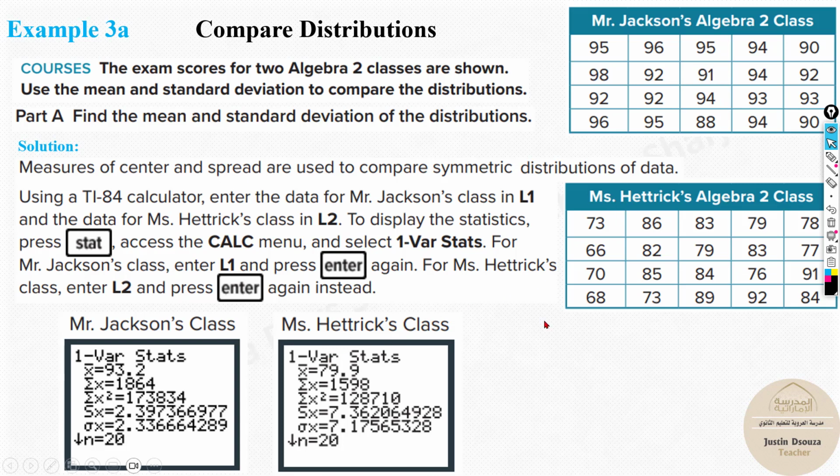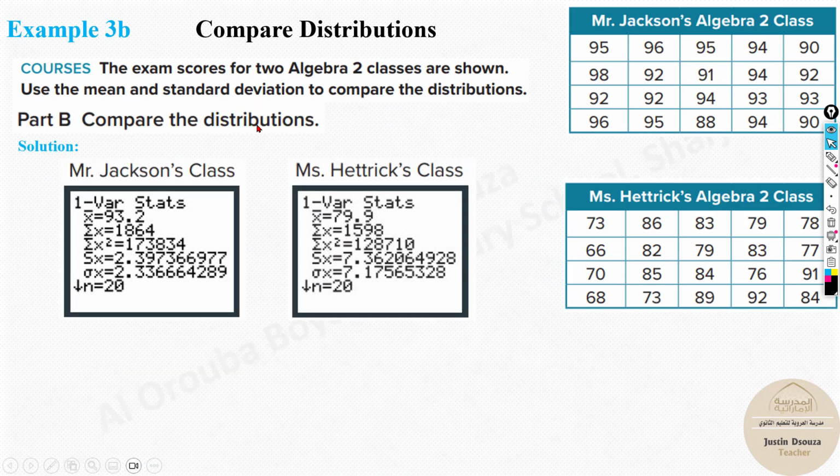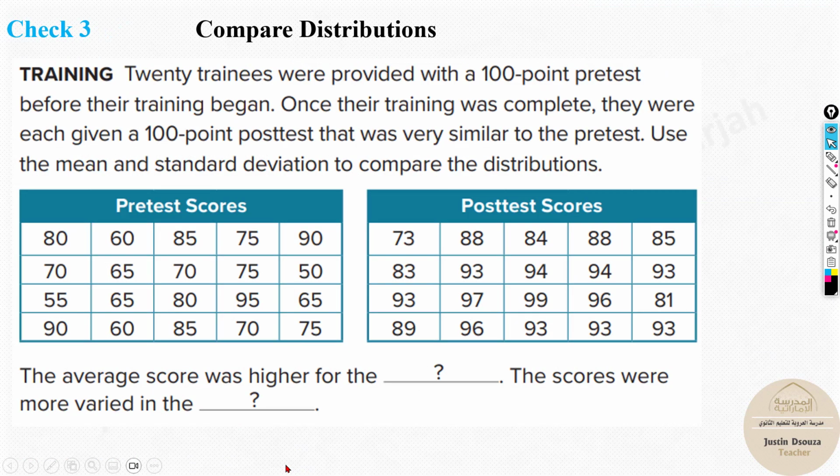Whereas in Miss Hedrick's class, you can see the average, or the mean, is 79.9. That's nearly 80. But the standard deviation is high. So there is a big spread in the marks. Some of them got low, some of them got high. There is a lot of variation. That's what you can understand. So in Mr. Jackson's class, it's all at one point, so there is not much spread, whereas in Miss Hedrick's class, there's much spread in the marks. So whatever I just told you was the comparison. That's the thing you can see over here.